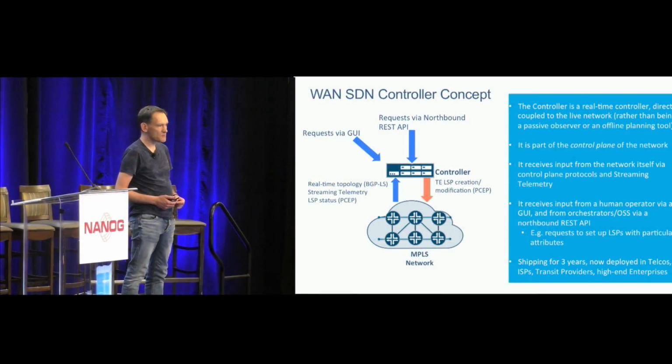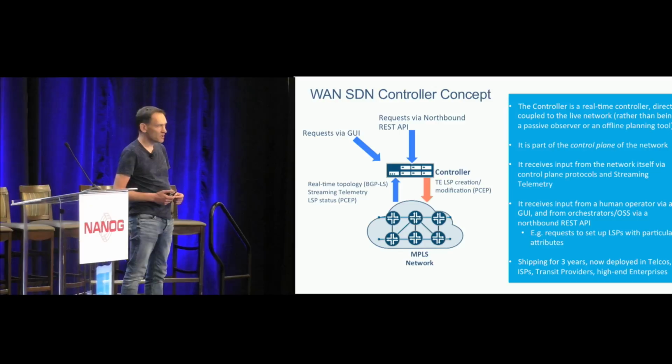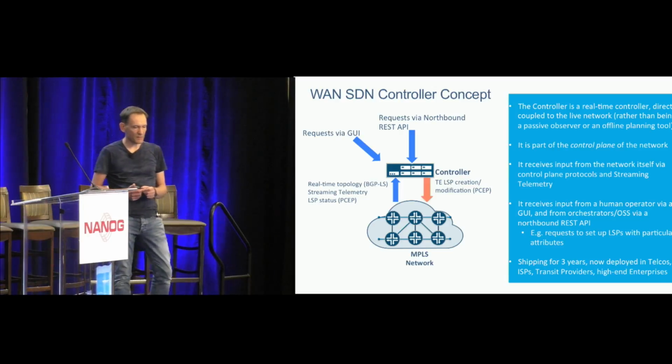And it's receiving inputs from three main sources, as you can see by those blue arrows. So first of all, from the network itself, it's got visibility of the network topology through BGP-LS. It's got a lot of streaming telemetry coming in, giving it information about what's currently going on in the network, and also LSP status through the PCEP protocol. And then also it's receiving inputs from a human operator via a UI, and also inputs from higher layer systems via a northbound REST API.